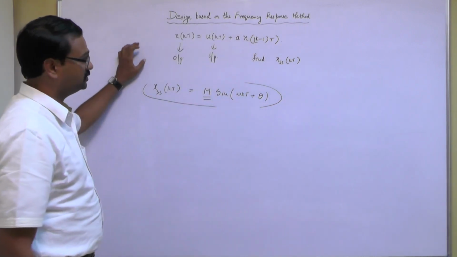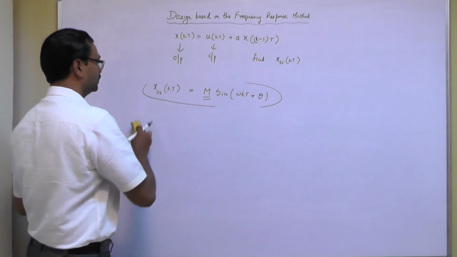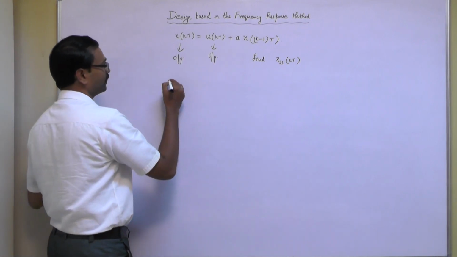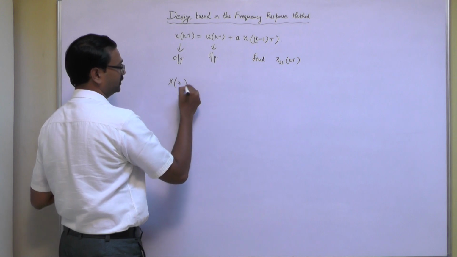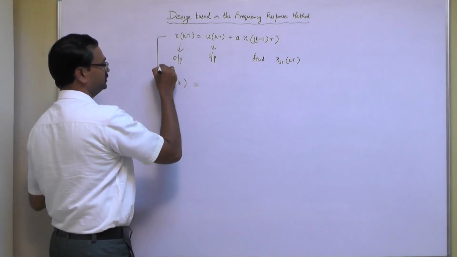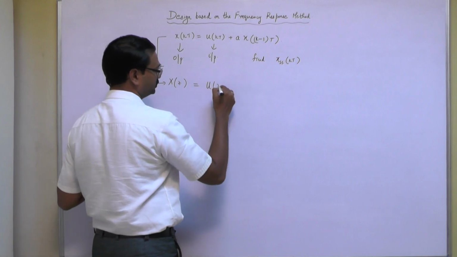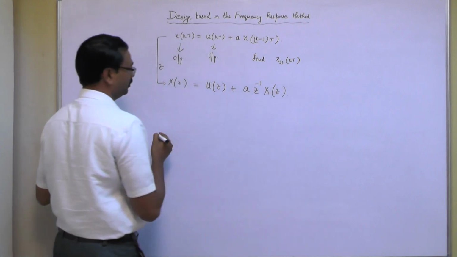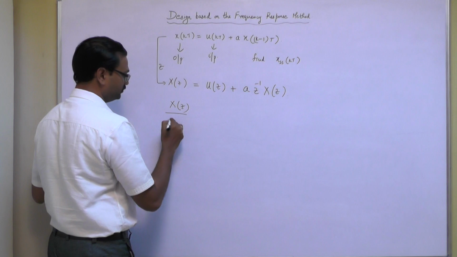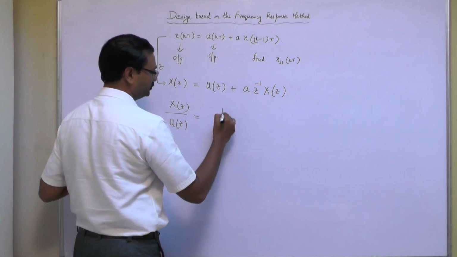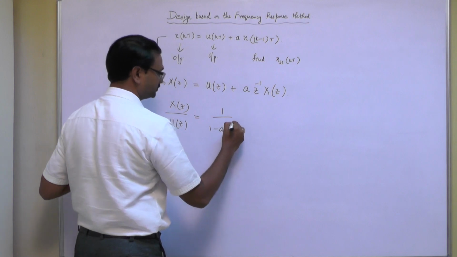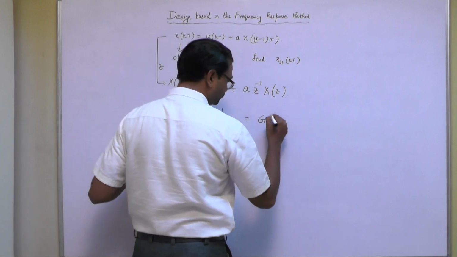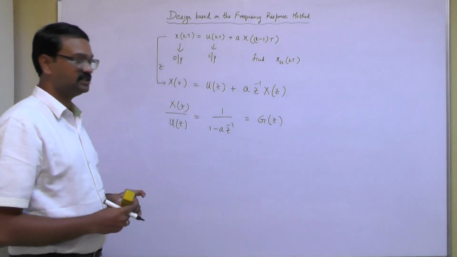Now with this, the plant g of z is not given to us. Therefore, we can apply z transforms to this. When you are applying z transforms to this, you are having x of z is equal to u of z plus a z inverse x of z. So x of z by u of z is 1 by 1 minus a z inverse, which is nothing but g of z, output by input, which is the pulse transfer function.